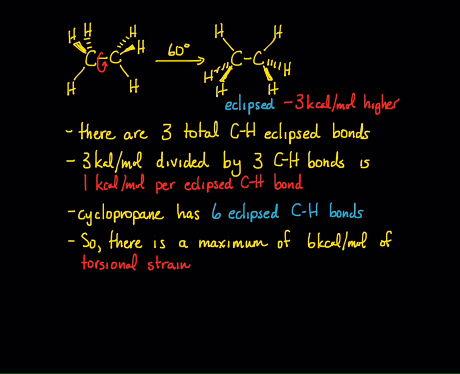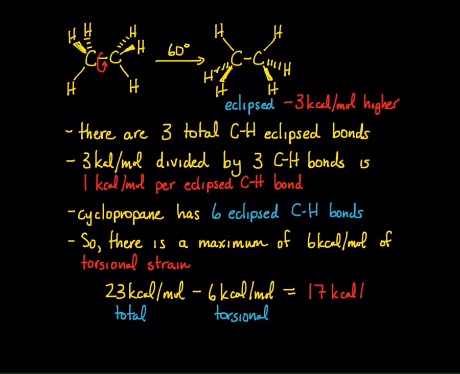Now, what does that mean? Well, if we go back to that 23 kilocalories per mole, which was our total strain on the molecule, and we subtract the 6 kilocalories per mole based on the maximum torsional strain, then we get roughly 17 kilocalories per mole of angle strain. And of course, we can analyze all of the cycloalkanes this way.